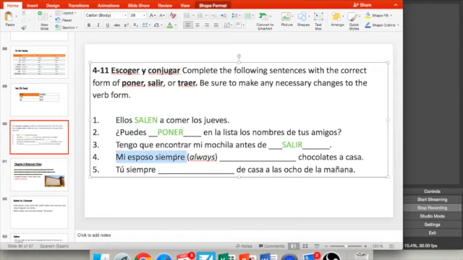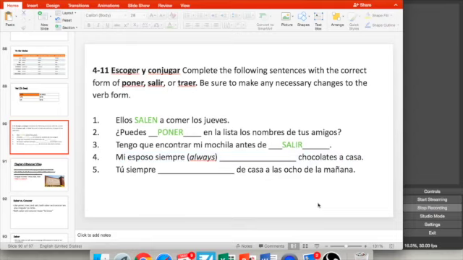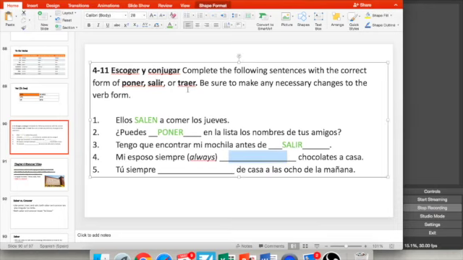Number 4, mi esposo siempre blank chocolates a casa. So my husband always blank chocolates home. He always puts chocolates home, leaves chocolates home, or he always brings chocolates home. In this case, it makes the most sense to say that he always brings chocolates home. So we're going to take traer, to bring. We're going to chop off our ER in traer to say that he brings, and we're going to add back an E. Mi esposo siempre trae chocolates a casa.